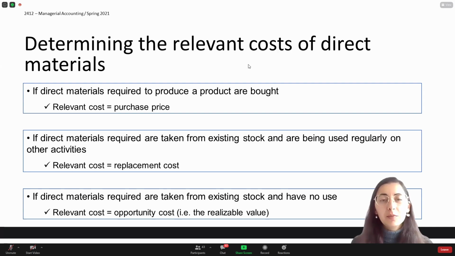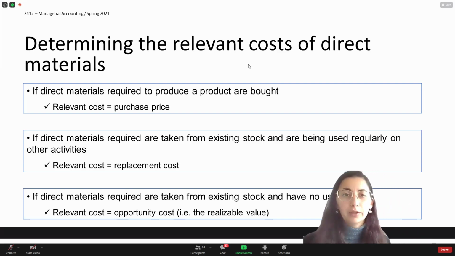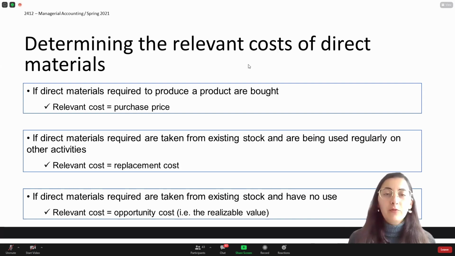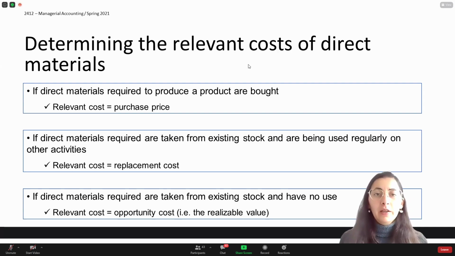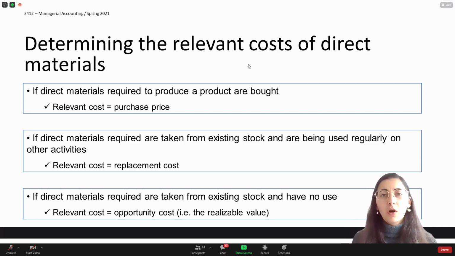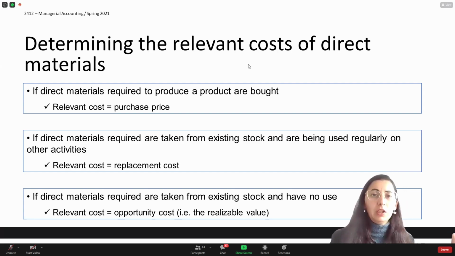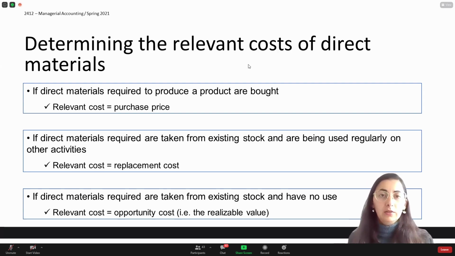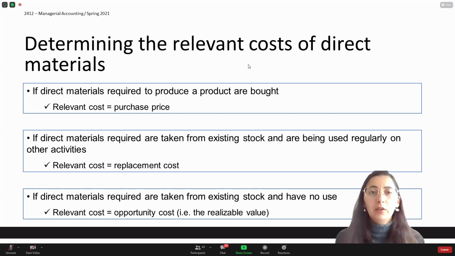If we have the materials in stock but the stock has no use, because previously I bought in excess and I don't use these materials, then the relevant cost of the material will be the opportunity cost. If I have the extra materials in stock, what would be the best alternative? If I could sell the material, it would be the realizable value of selling the material. I could sell it in the second-hand market, for instance.